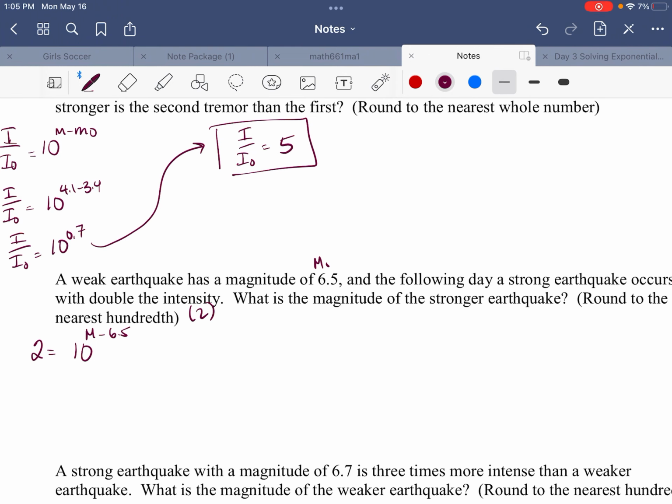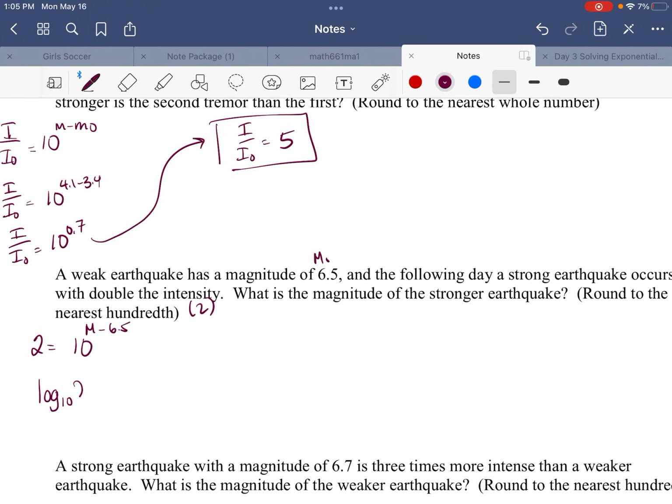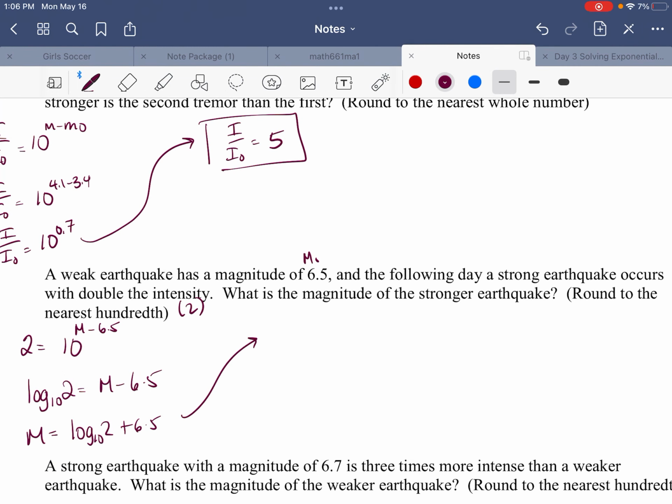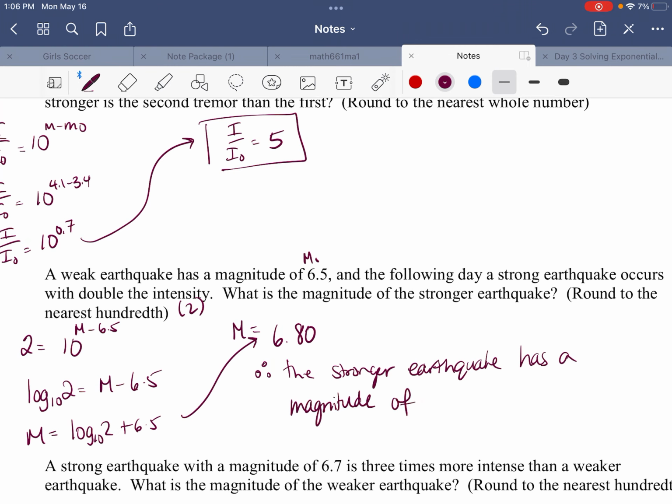Now, converting this to log form, we're going to get log base 10 of 2 is equal to M minus 6.5. And if you rearrange, you get log base 10 of 2 plus 6.5. And again, you can calculate that on your calculator, and you will get 6.80. M equals 6.80. So therefore, the stronger earthquake has a magnitude of 6.80.